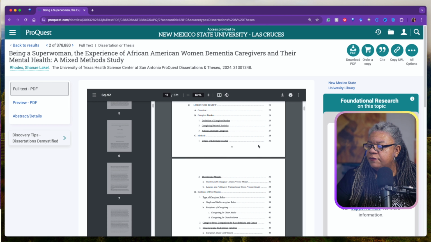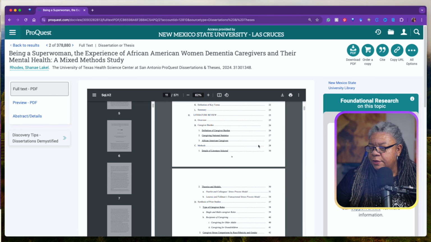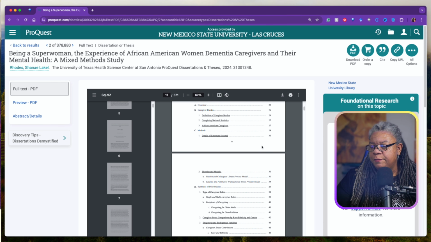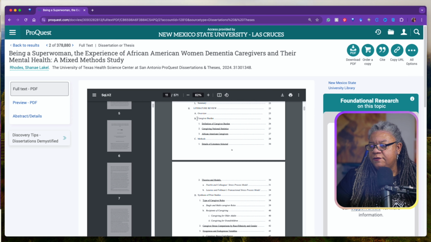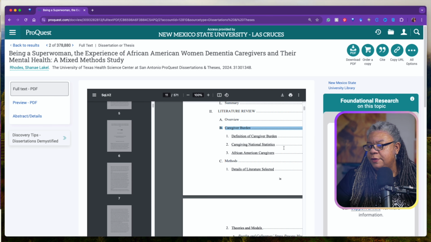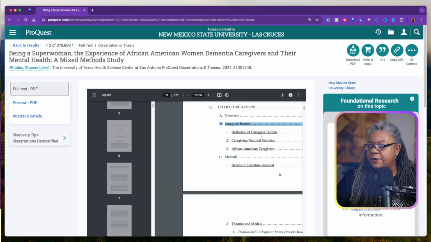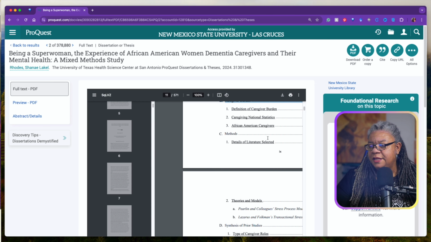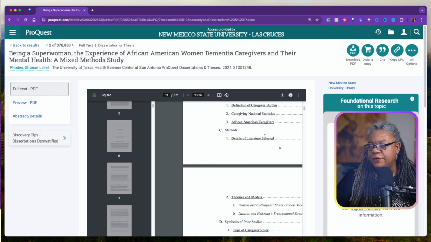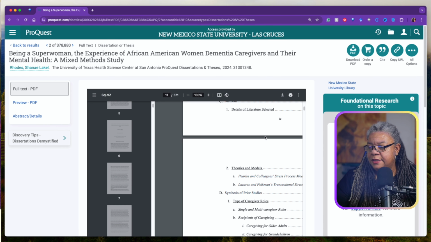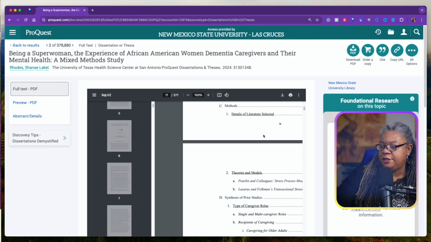As I'm looking at this dissertation from Dr. Rhodes, in her literature review, ooh, caregiver burden. Yeah, that looks like it might be something that would look great to do some publications around. Let me zoom in a little bit so that you can see it a little better. So one of the areas she talks about is caregiver burden, including giving some definitions and talking specifically about African American caregivers, national statistics. That could actually turn into something pretty significant for publication.